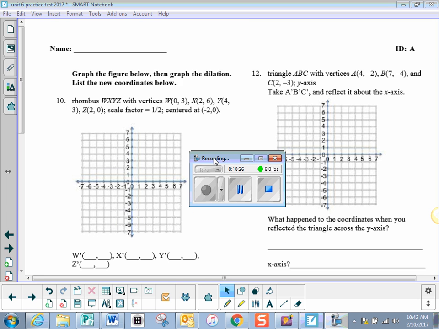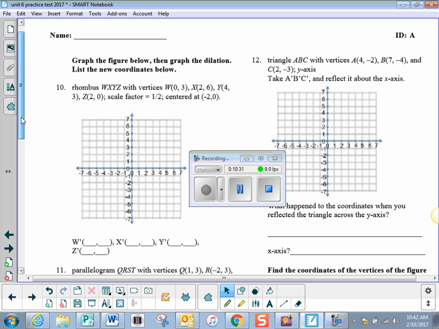All right, now we need to graph the figure and the dilation. So let's go ahead and graph the figure. We need to go from 0,3 to 2,6, from 2,6 to 4,3, from 4,3 to 2,0, and from 2,0 back to here. That's what your shape should look like, right? Everybody got that? So we have W, X, Y, Z.